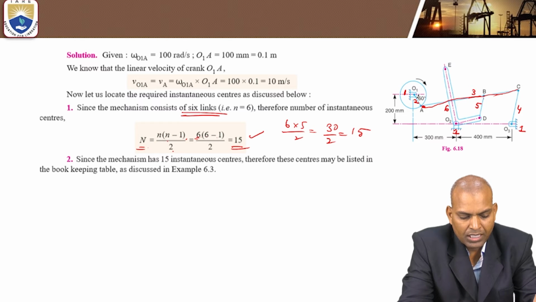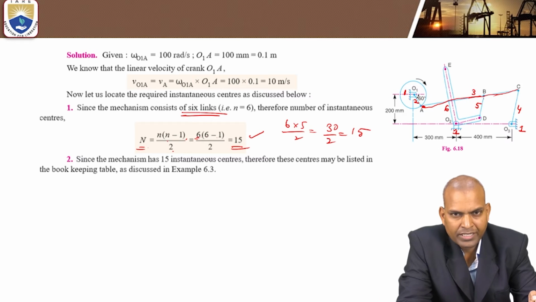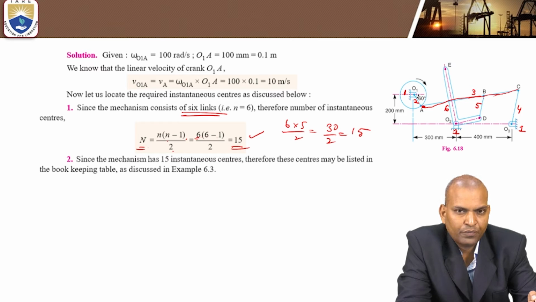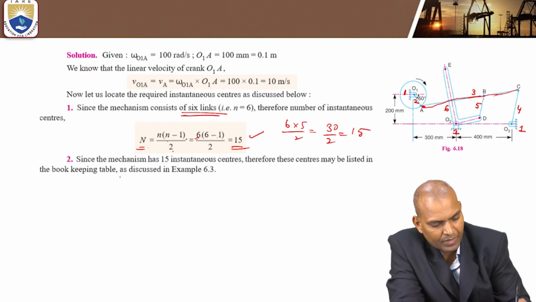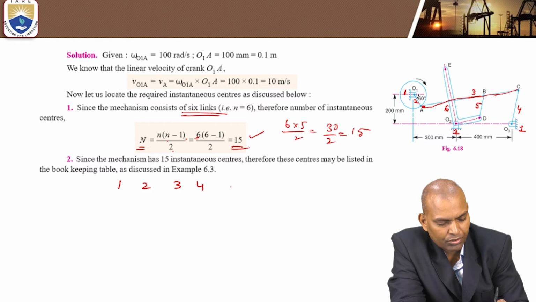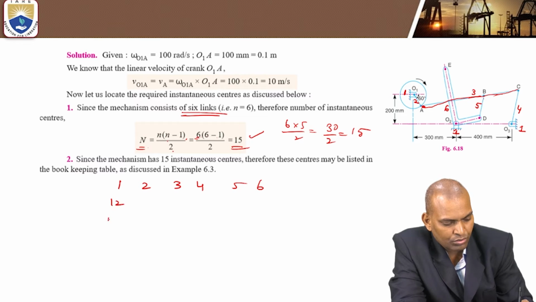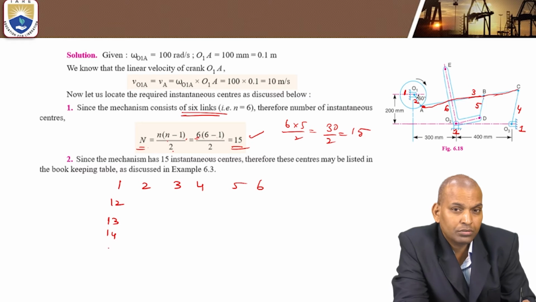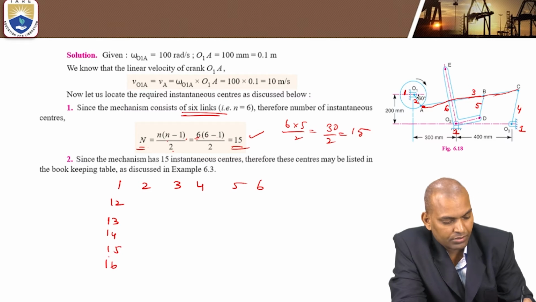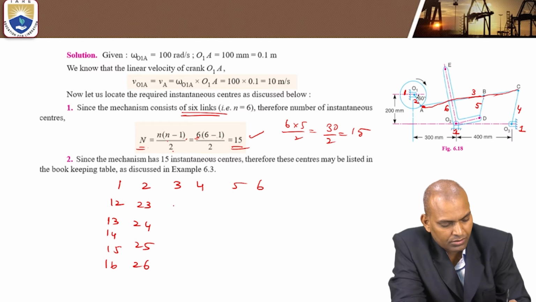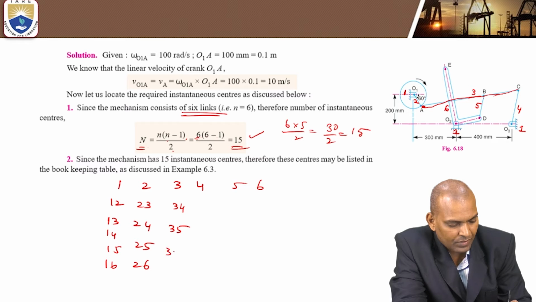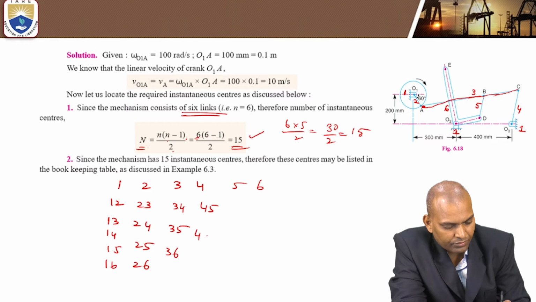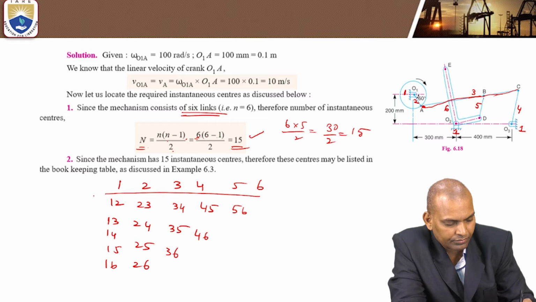So we can list all the 15 I-centers. We can list all the types of I-centers with the help of the combinations of links versus type of I-center table. The links are 1, 2, 3, 4, 5, 6. Combinations: 1-2, 1-3, 1-4, 1-5, 1-6, 2-3, 2-4, 2-5, 2-6, 3-4, 3-5, 3-6, 4-5, 4-6 and 5-6.